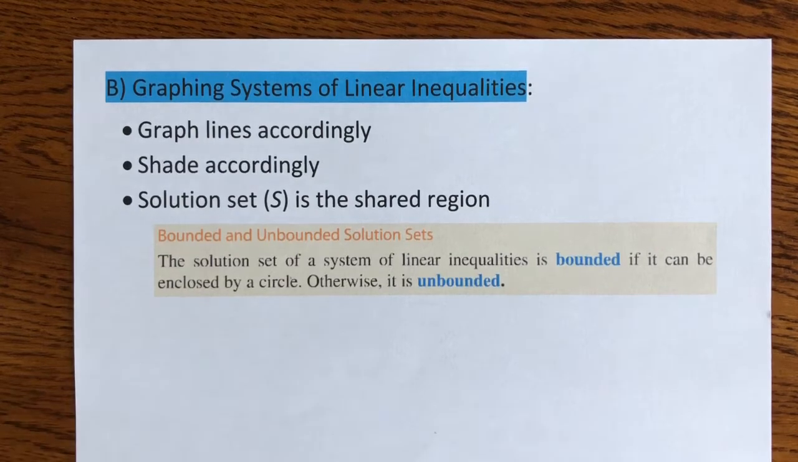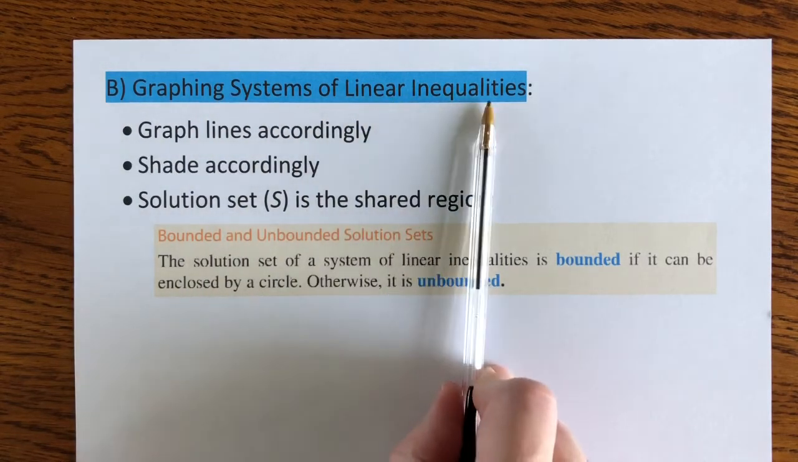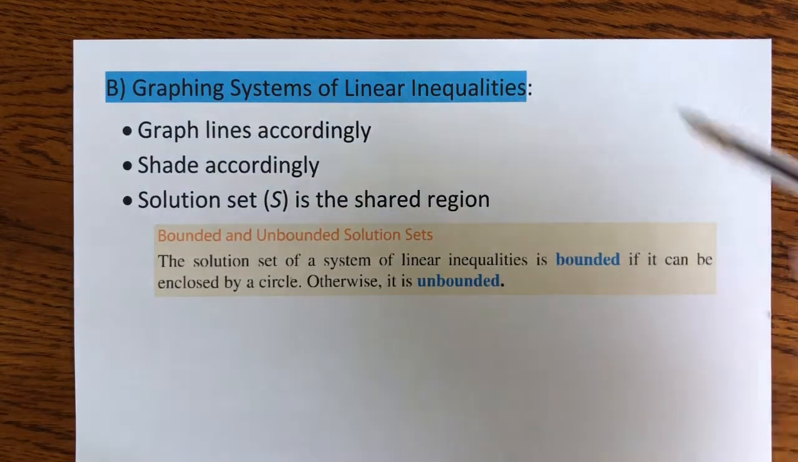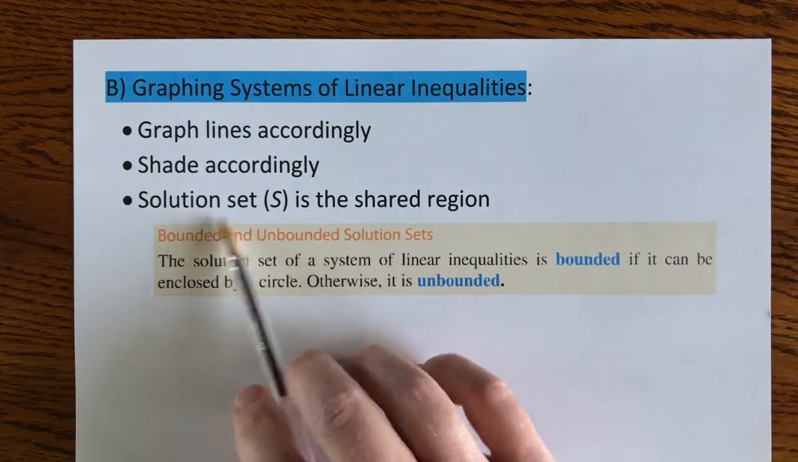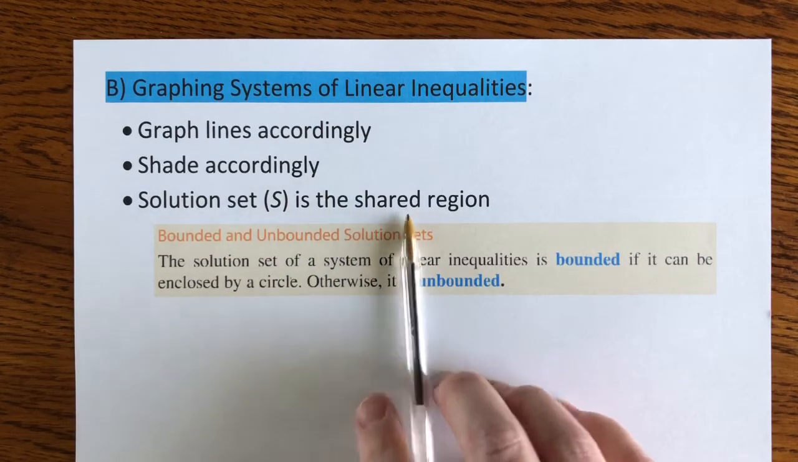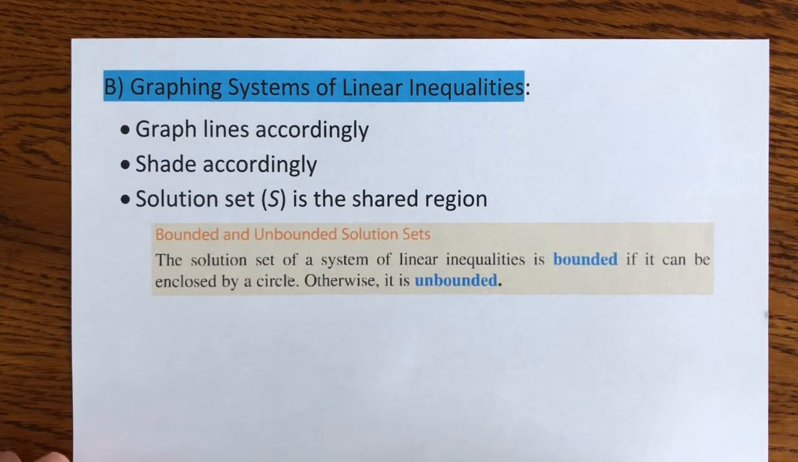All right, so in part A, we were just graphing a single linear inequality and ultimately graphing its shaded region, representing the solution. Now in part B, we're going to graph systems of linear inequalities. This is going to contain two or more linear inequalities. So we have to graph the lines accordingly, shade accordingly, and then our solution set, our shaded region S, is whatever's shared. Whatever's overlapping represents our solution in these types of problems.